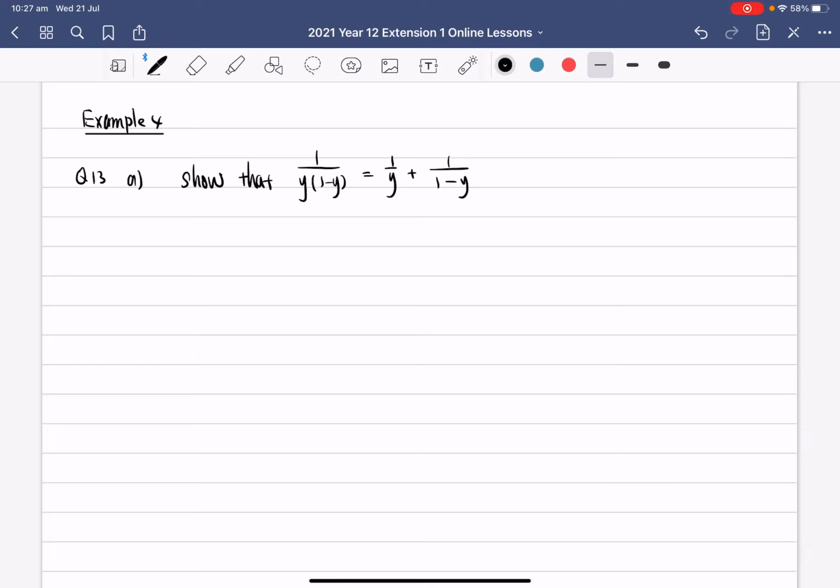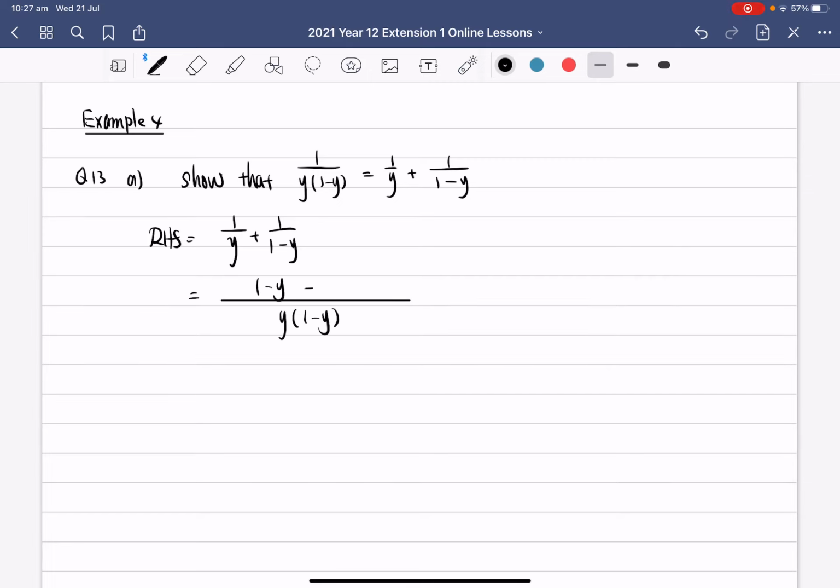As you can see, this is a partial fraction question, where the question asks you to show it. So you don't have to use the 4-unit method where you write down a over a factor plus b over another factor and then do the cross multiplication. You don't have to do it this way. The easiest way to do this is to start from the right hand side, which is 1 over y plus 1 over 1 minus y. Make the same denominator.